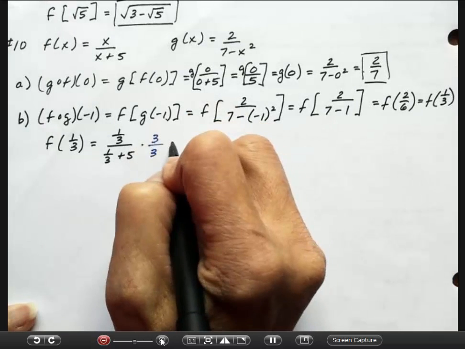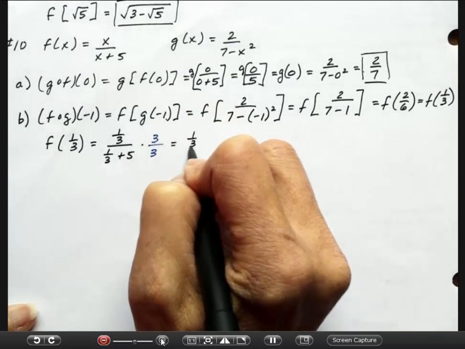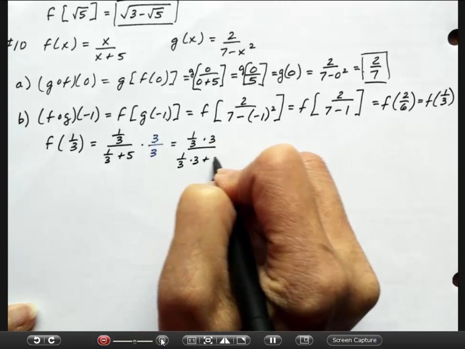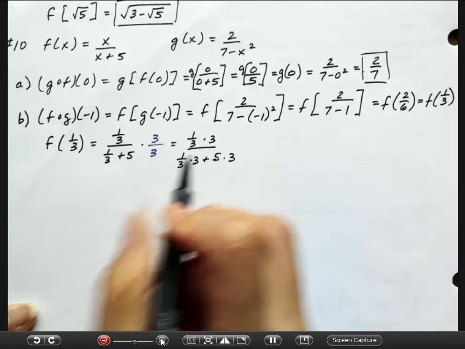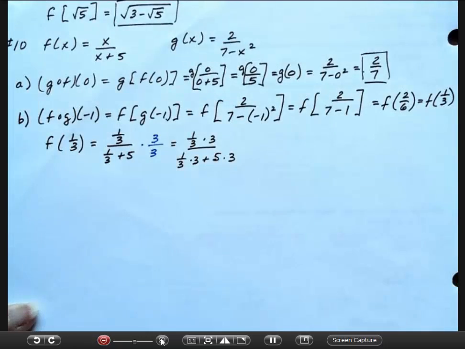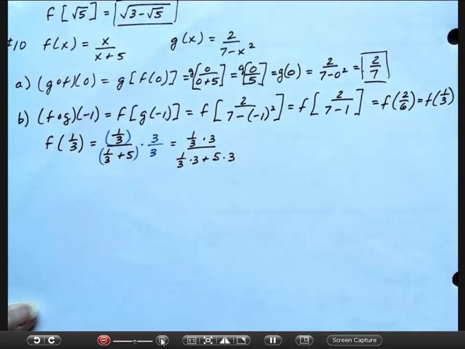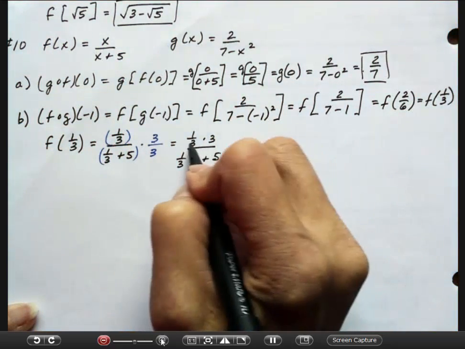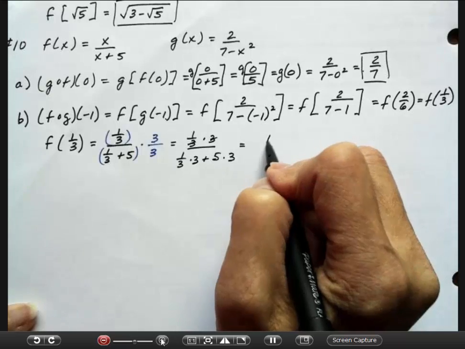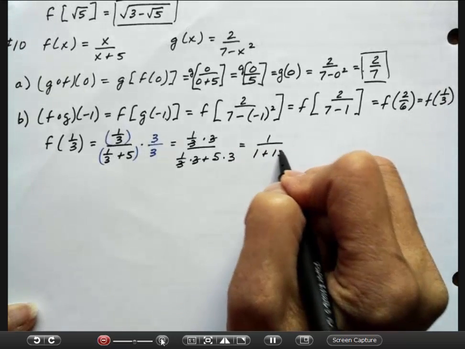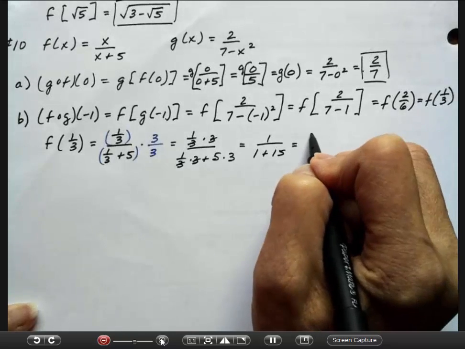I'm just rewriting it. I have 1/3 times 3 over 1/3 times 3 plus 5 times 3. So make sure that you multiply every single term by 3. You have to make sure you use your distributive property there. So in the numerator, my 3's cancel out. I'm left over with 1. In the denominator, I'm left over with 1 plus 15, which gives me 1/16.